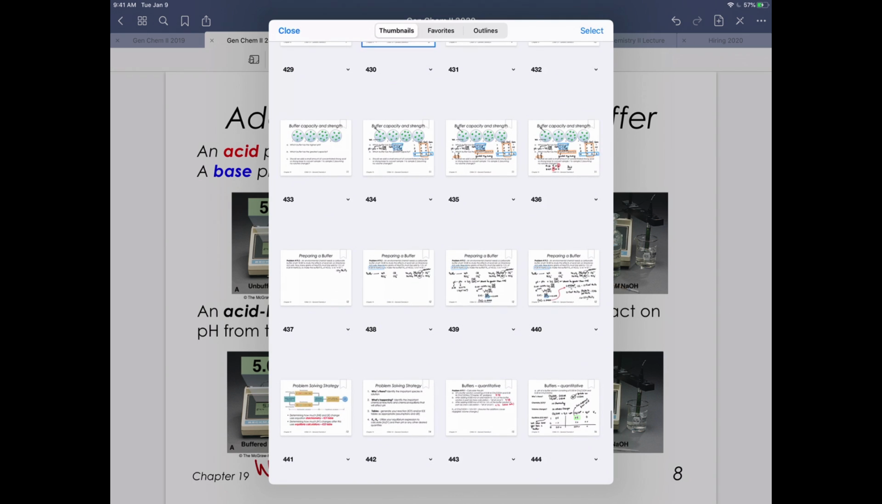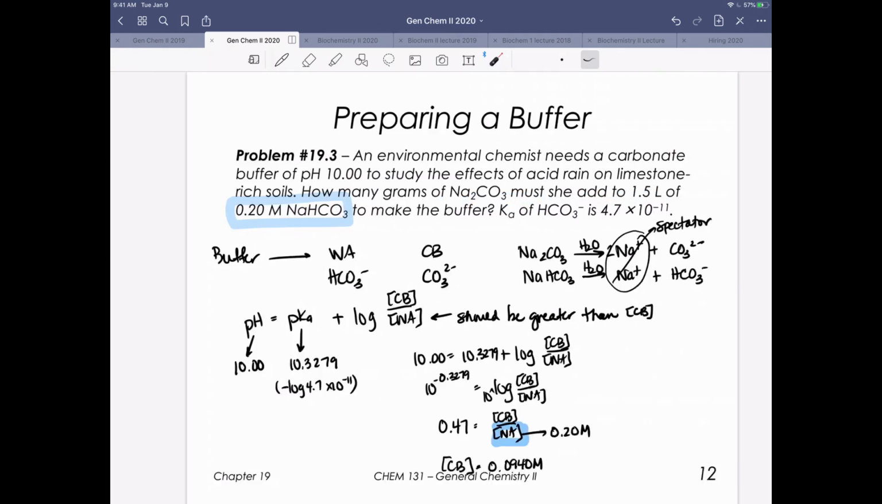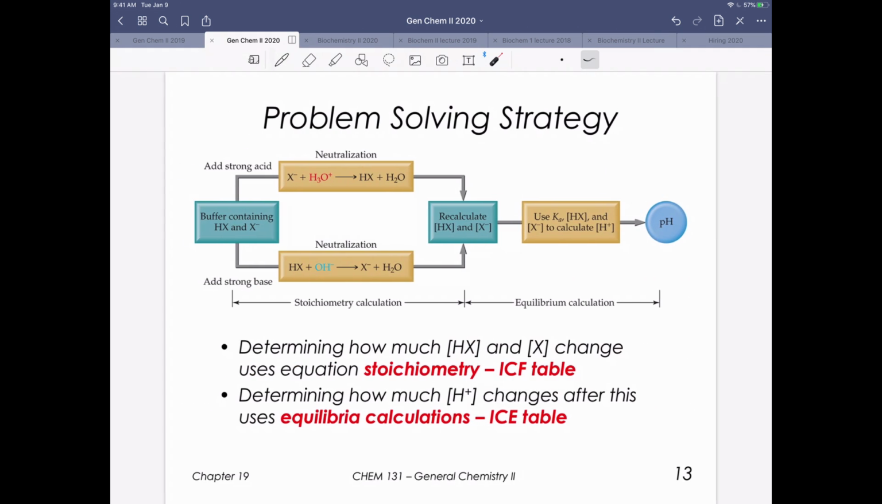We're first going to figure out what the pH of that solution is. Oops, this is the problem we just did here. We're first going to figure out what the pH of this solution is. So again, we're going to have a certain buffer that we're going to figure out the pH of. And then we're going to add a strong acid to it.